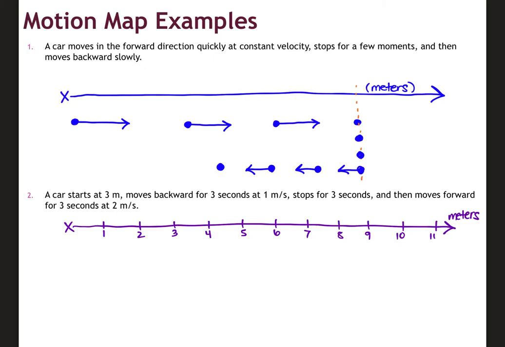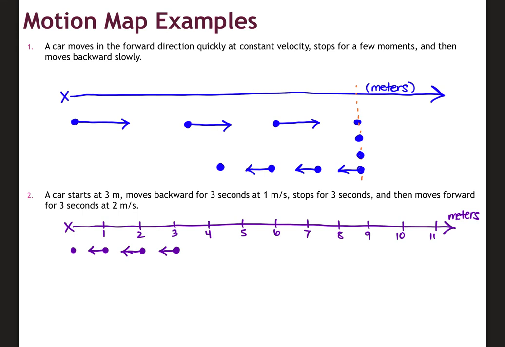Now, the car starts at 3 meters. So that means right at 3 meters, this is where my car is going to start. So I'm going to draw my first dot there. Then it's going to go backwards for 3 seconds at 1 meter per second, meaning 1 meter every second. So I'm going to go back 1 second. I'm going to go back 2 seconds, another meter. And I'm going to go back 3 seconds. This actually puts me at the starting line. And you can see that my arrows are roughly the same shape. Not perfect, but close enough.